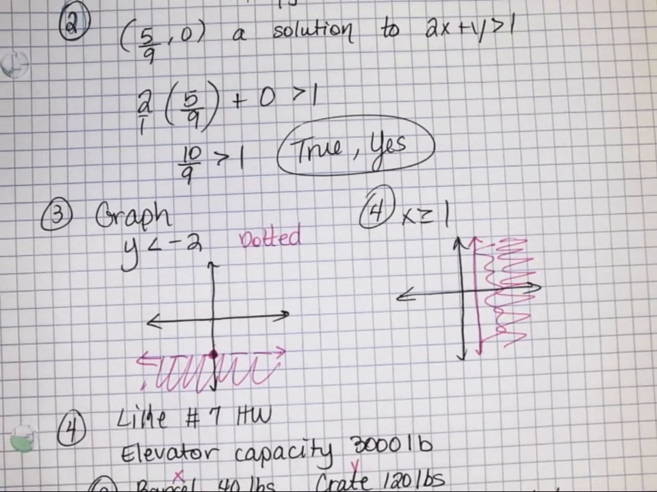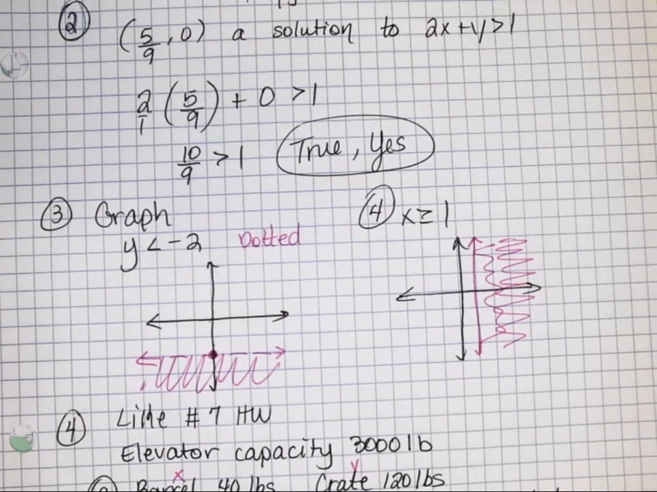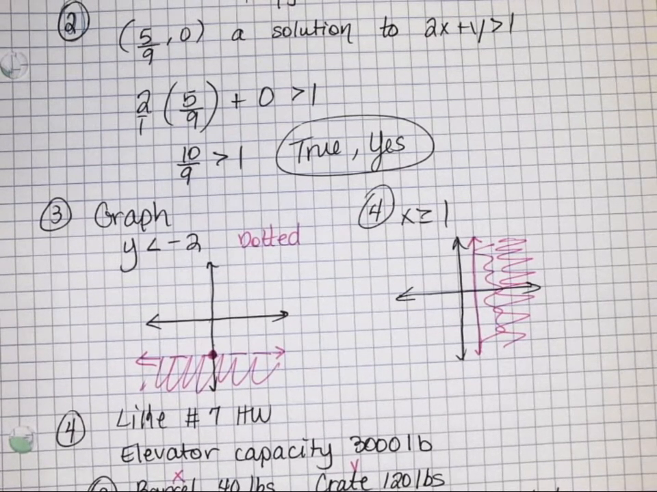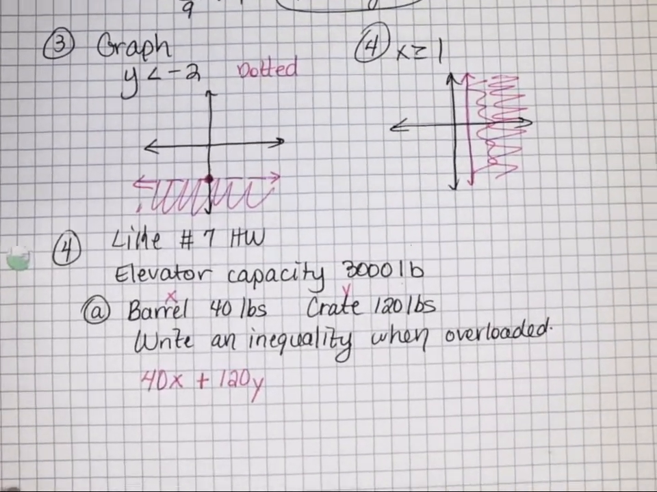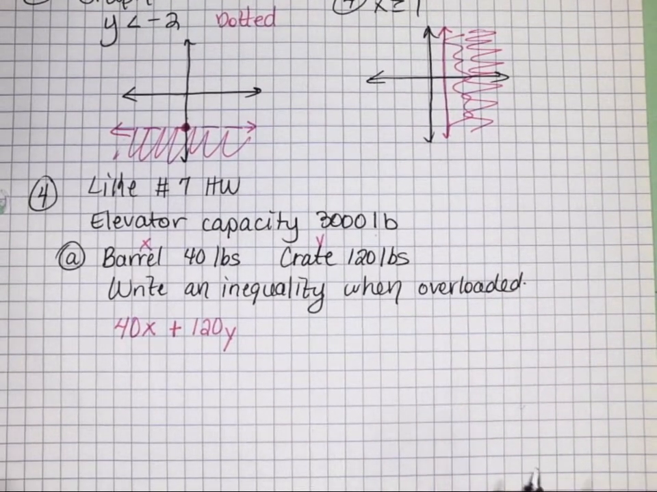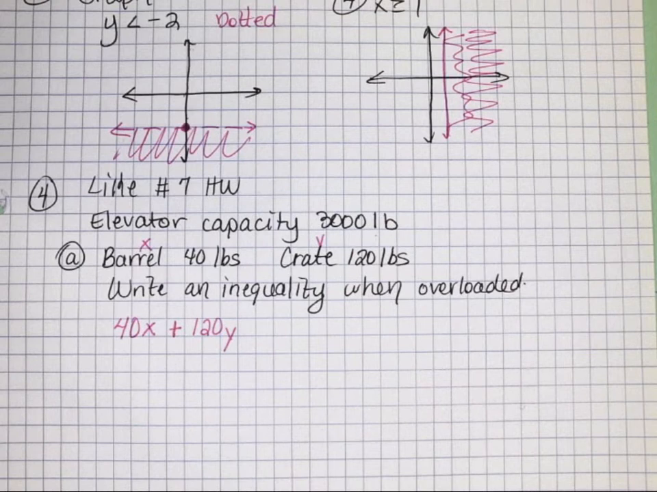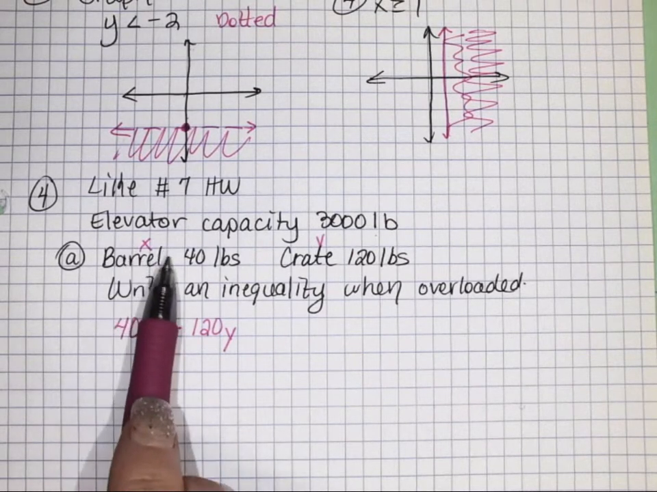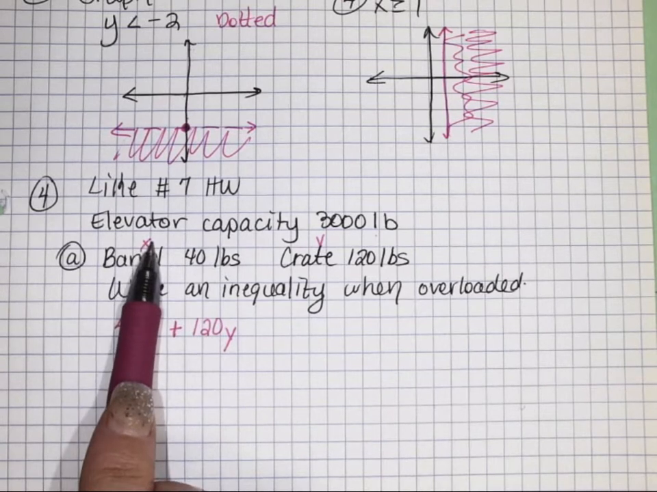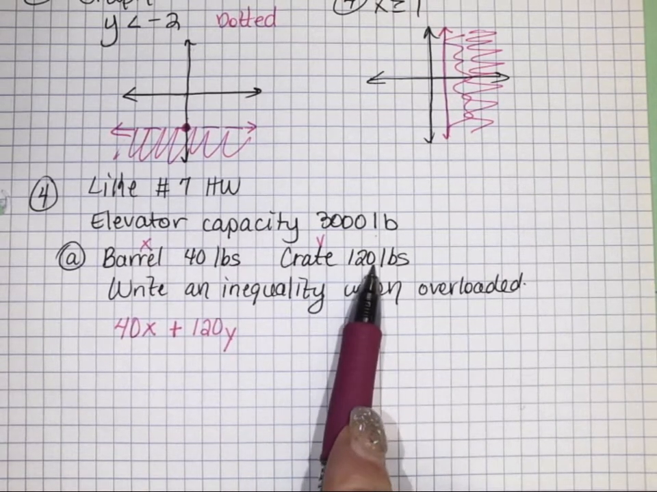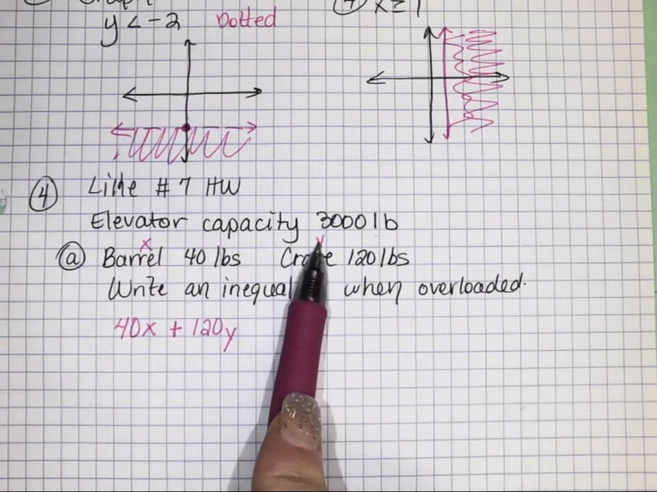So 40 times X barrels plus the weight of Y amount of crates that weigh 120 pounds. Now, they tell me that the elevator has a capacity of 3,000 pounds. All right, let me go back. Sorry, I didn't realize you couldn't see that on screen. Barrel weighs 40 pounds. I've got X number of barrels. Crate, 120 pounds. Y number of crates.